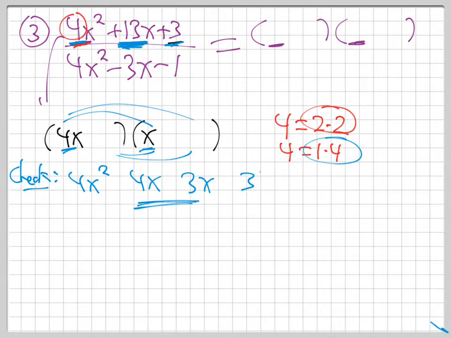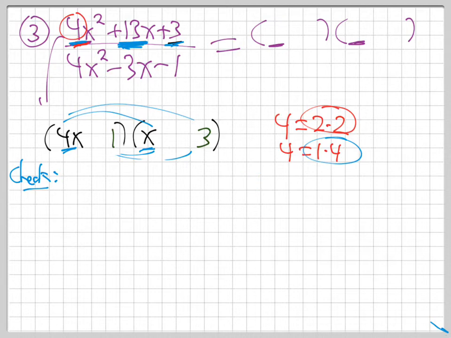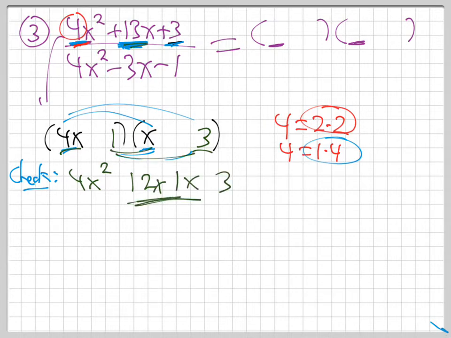Switch the order. Put the 1 there, the 3 there, and try it again. See how tedious this is? But you'll get faster if you don't skip this stuff. You just do it and do it and do it. You'll get faster. 4x times x is 4x squared. 4x times 3 is 12x. Now the 1 goes to both. 1x and 3. Oops. Can 12x and 1x make the middle? Yeah, there it is. Both positive.